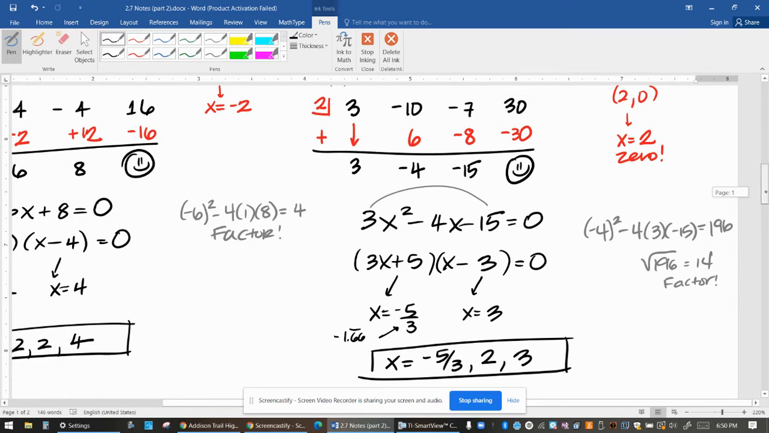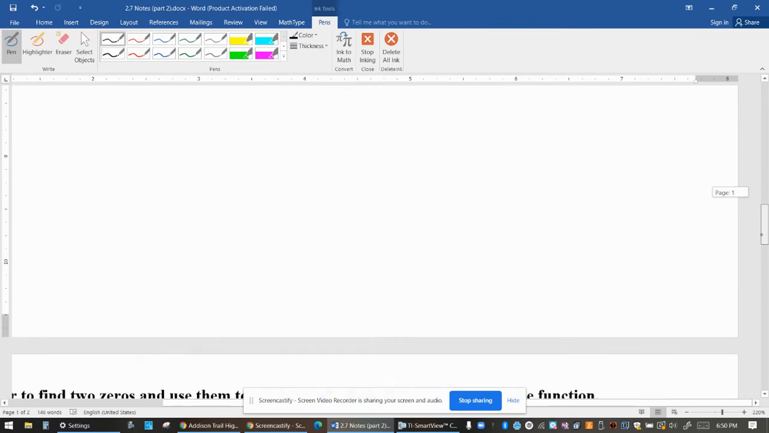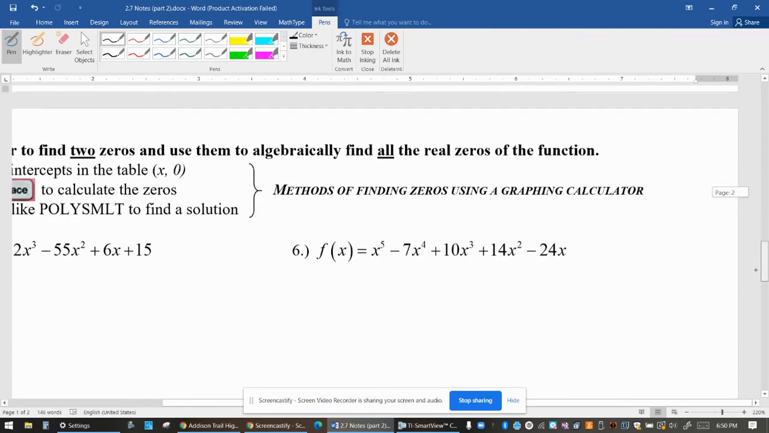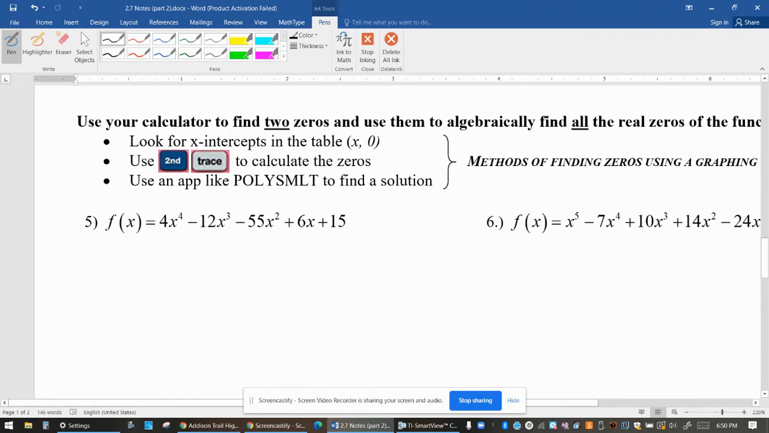The next two examples have higher degrees, so we are going to allow you to use your graphing calculator more than once to find two zeros, and then from there do algebra. So essentially you're trying to get to a point where you can use either quadratic formula or factoring. Okay, you want to get it to a quadratic.